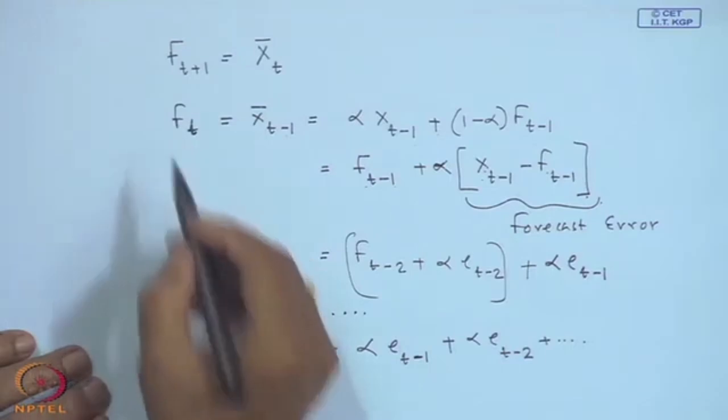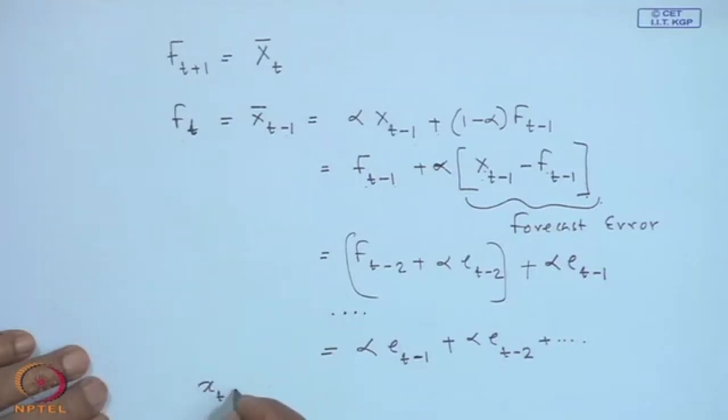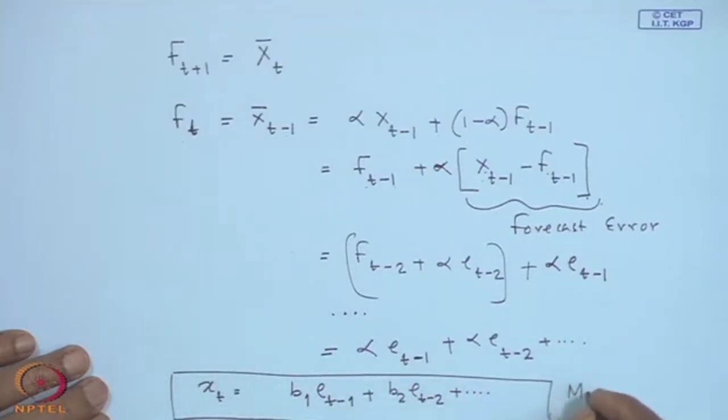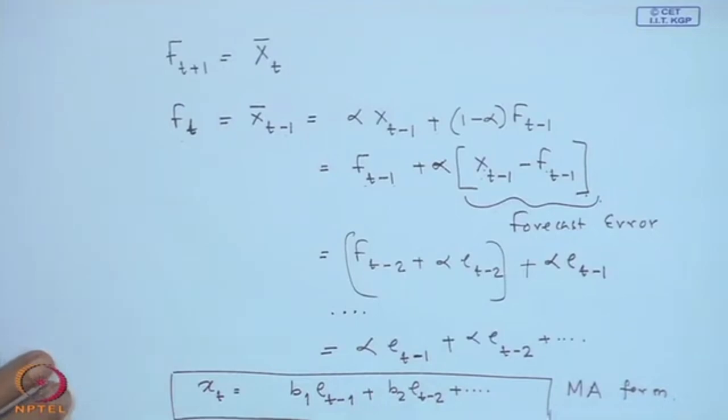So, in general we can replace f t by x t, and we will say that x t is equal to b 1 e t minus 1 plus b 2 e t minus 2 and so on. So, this is normally called a moving average form. Remember that this moving average is not the same as the moving average that we had used earlier, but unfortunately this term moving average is used in this sense.